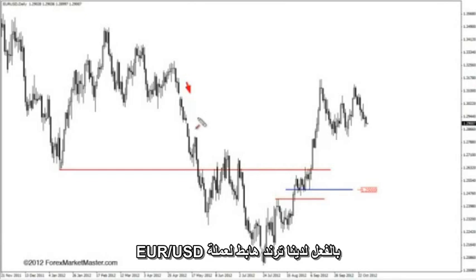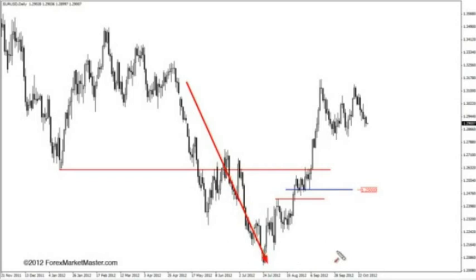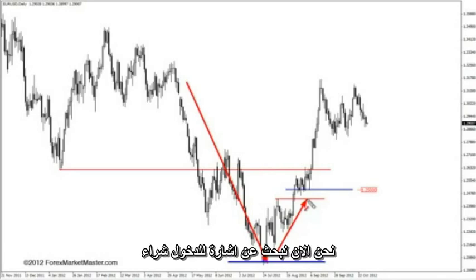We did have a strong downtrend heading through the Euro USD. It found support down here and promptly changed direction. We now have a rising trend in place in which we're going to be looking for a long position.